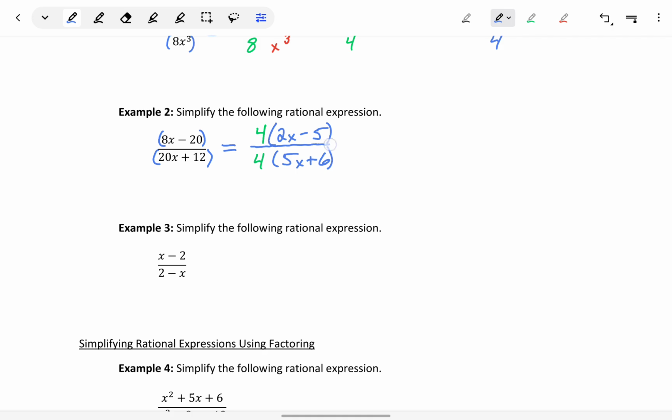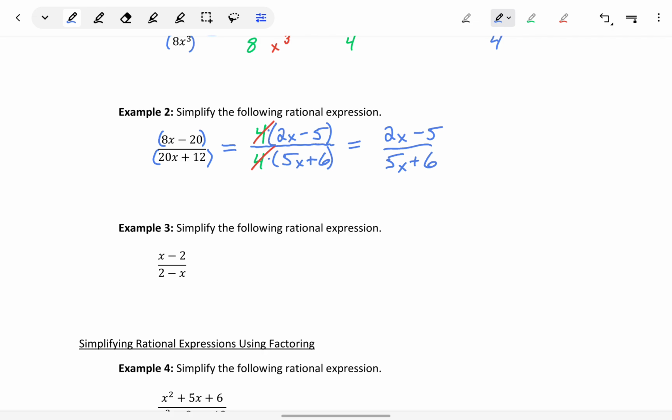Now, as a result of factoring out those greatest common factors, we have 2 factors in the numerator, and we have 2 factors in the denominator, and we can again look at canceling out any common factors or reducing any common factors. 2x minus 5 and 5x plus 6 are still not common factors, but 4 and 4 are. Dividing both of those values by 4 will just leave us with 1 in the numerator and denominator. So this expression will reduce to 2x minus 5 all over 5x plus 6.